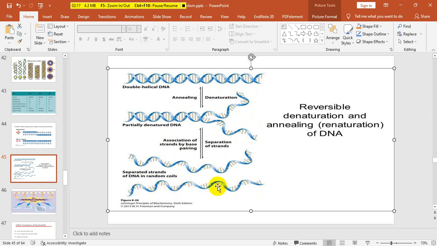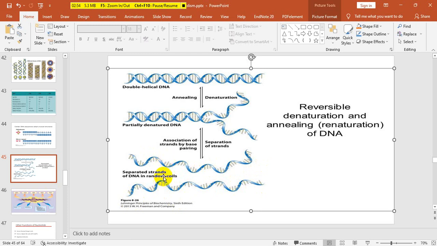The strands are like two married couples that have divorced, or two Siamese twins that have been surgically separated. So we have separated strands of DNA in random coils. Randomly they are coiling. If their pastor counsels them that divorce is not good, come together again, the Bible says the two shall become one, then they will swallow their pride and bond again.